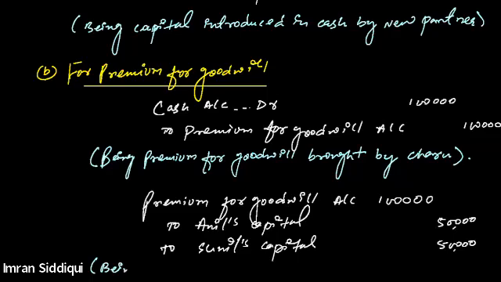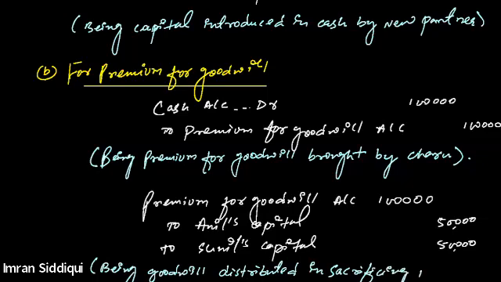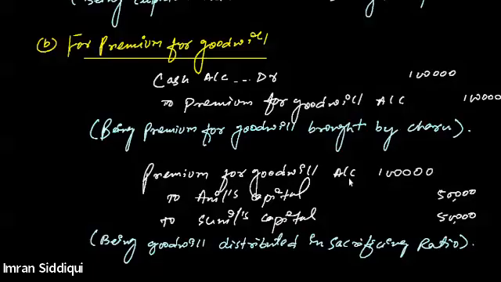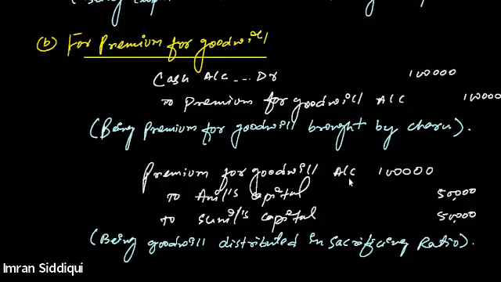Being goodwill distributed in sacrificing ratio. Got it, everyone? Is this clear to all of you? Please note this down. Once you are done, let me know. And if anybody has any doubt, please tell me that as well.